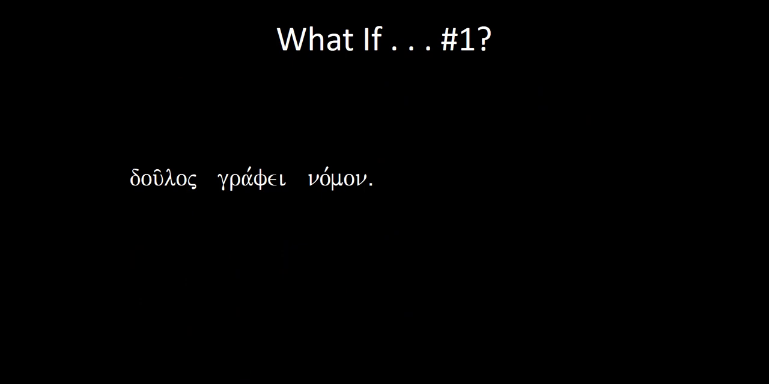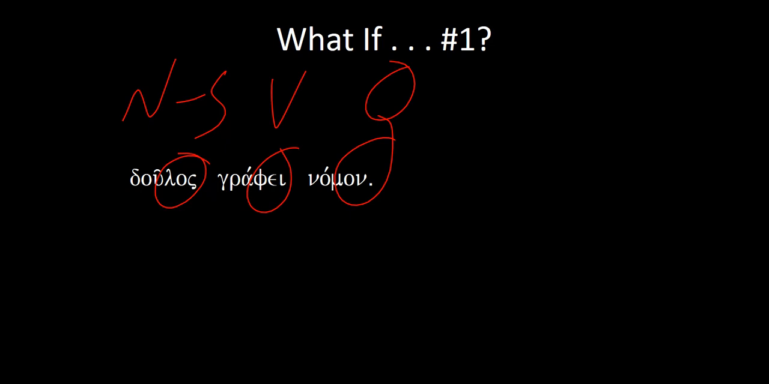So what if we changed that order? Doulos, graphe, nomon. Now, this is an order that looks right in English. It wouldn't really change anything, though, because the endings stay the same. So here we have os. That's a nominative. It's going to be the subject. Here's our verb. And then here is our accusative object. So you can change the word order, but what we're going to pay attention to is not the word order so much as it is the endings. This one does, in fact, have the same meaning because of the same case endings.